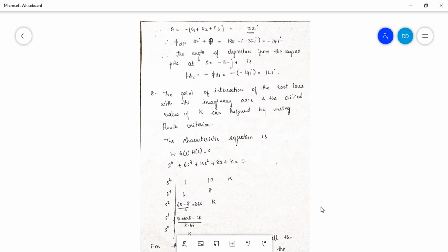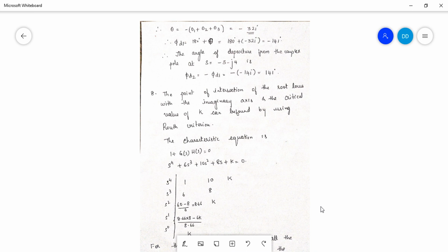The last one is that we have a breakaway point at minus 0.9. So obviously the root locus branch will go to the imaginary axis and intersect it. We have to find at what point the root locus branch is going to intersect the imaginary axis, and we have to find the value of k which causes instability. For that, again we need to construct the roots array.